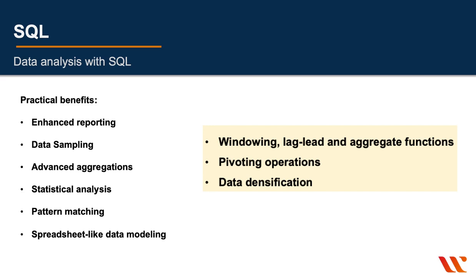The functions can be used only in the select and order by clause of the query, and the windowing aggregate functions include the first value, which returns the first value in the window, and the last value, which returns the last value in the window. The lag and lead functions can be used to compare values within a dataset when the relative positions of rows can be determined in advance.